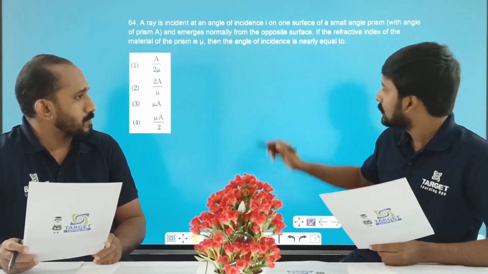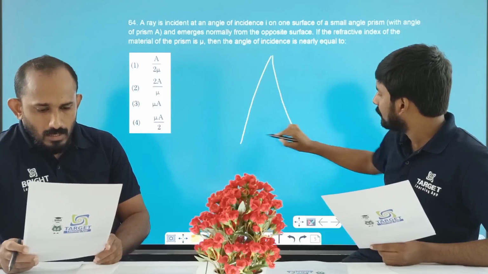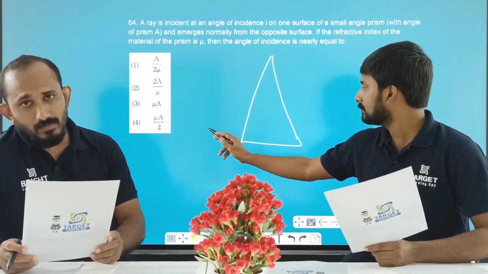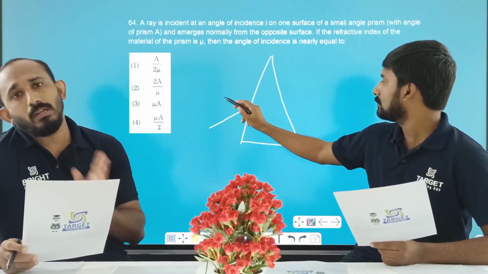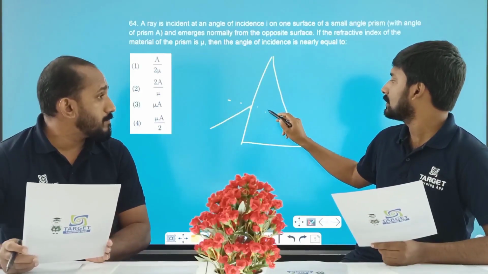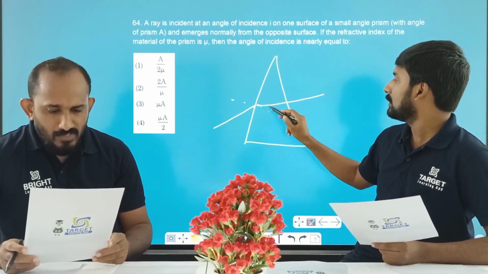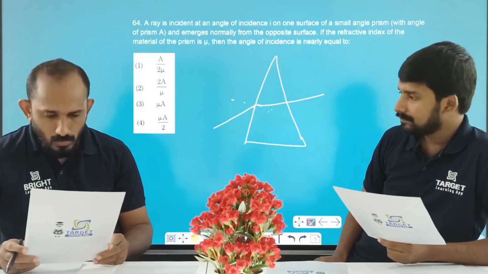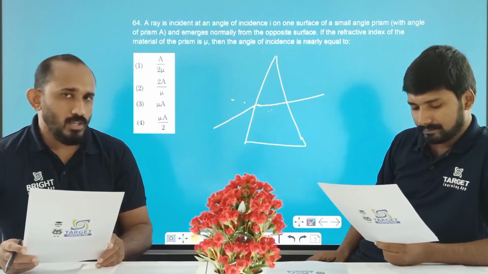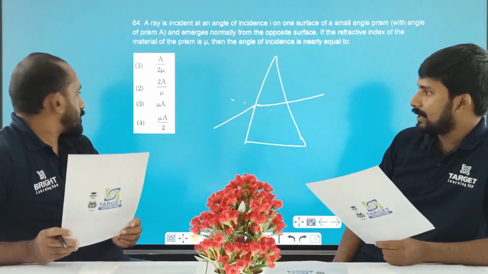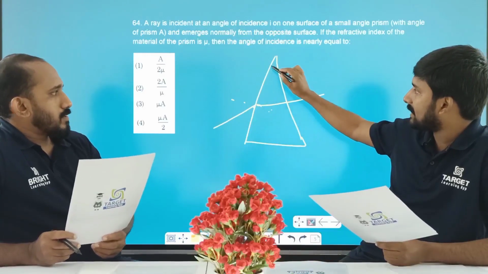A ray is incident at an angle of incidence I on one surface of a small angled prism, with angle of prism A, and emerges normally from the opposite surface. If a ray emerges normally from a surface, then the angle of emergence will be 0, because it's passing along the normal. If the refractive index of the material of the prism is mu, then the angle of incidence is nearly equal to what? We want to find I in terms of A and mu, the angle of prism and refractive index of the prism.